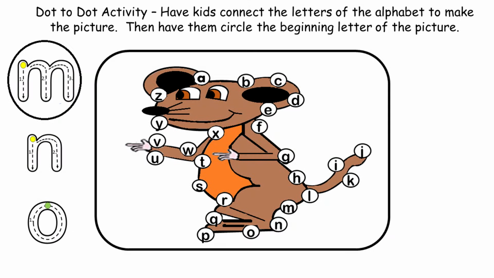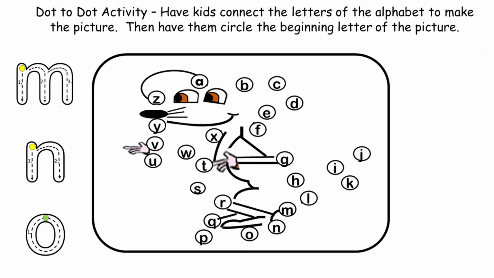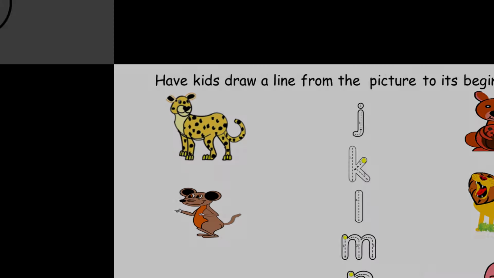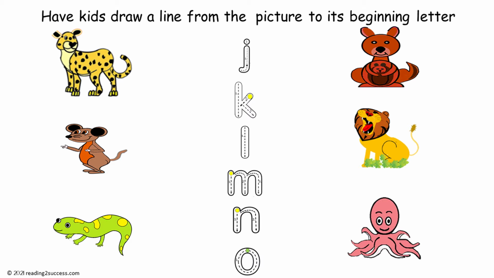Now have kids complete the dot-to-dot activity. This is the practice page. And this is a completed example, and now kids can color the mouse. And now have kids draw a line from the picture to its beginning letter. This is a completed example. J is for jaguar, K is for kangaroo, L is for lion, M is for mouse, N is for newt, and O is for octopus.